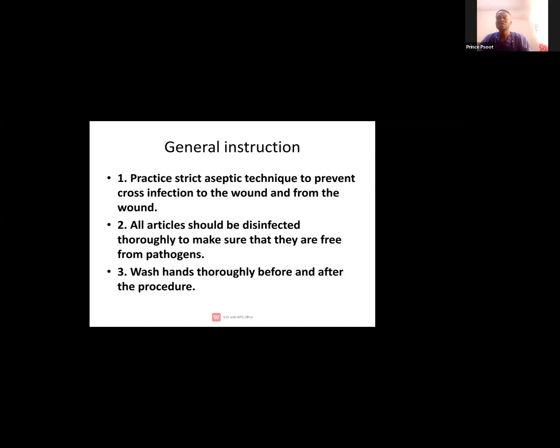Then all articles should be disinfected thoroughly to make sure that they are free from pathogens. In most cases, disinfection can come through autoclaving or boiling, depending on the instrument, or we can even carbolize. But the simplest one we do is to carbolize instruments, where we wash the instrument with an antiseptic like Savlon, and then we rinse with spirit, just to make sure that they are free from pathogens.